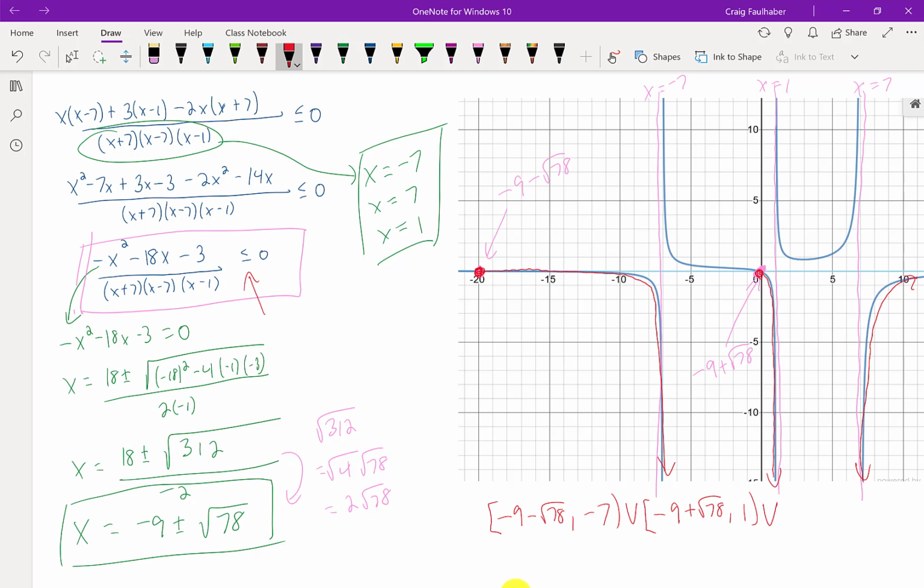And the last interval is going to be over here. That's from x equals 7 all the way up to infinity. So this is going to be our final answer.